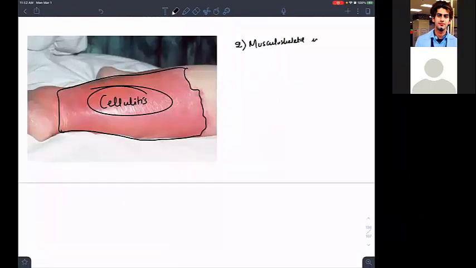Musculoskeletal infections. It causes osteomyelitis. I always say in my orthopedics lecture, Staph aureus is orthopedics, orthopedics is Staph aureus. This is how I remember. Staph aureus is the major cause of all these skeletal infections.